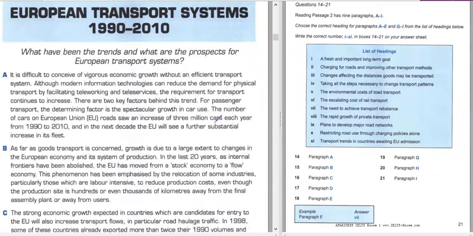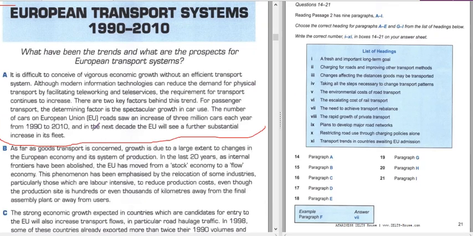Okay. So my first tip to you would be to get familiar with the topic and the first paragraph. You must familiarize yourself with what kind of passage it is, rather than going to the questions, just familiarize yourself. Let's do it together. For example, it is European transport systems. It's about the European transport system from 1992 to 2010, and what have been the trends and what are the prospects for European transport systems. So it talks about the trends and the prospects.